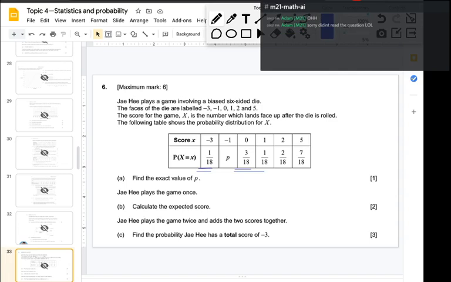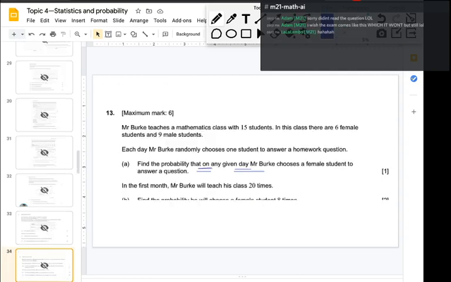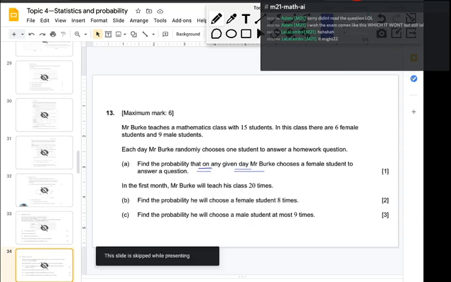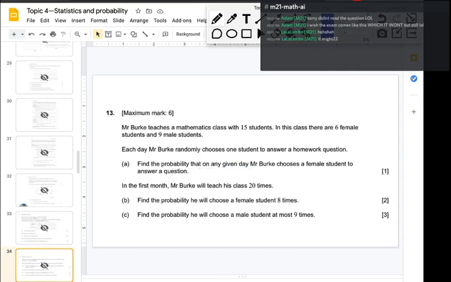I feel like you don't, because the question before doesn't. I wish the exam comes like this. Yeah, who knows, there's something similar to this question.